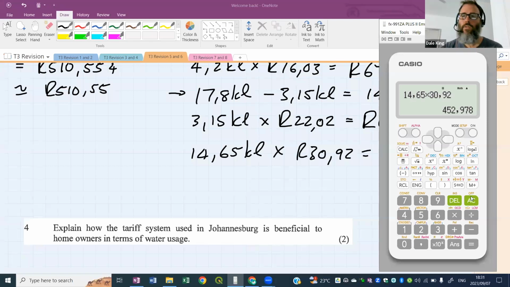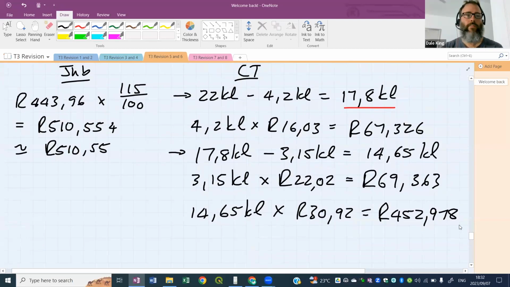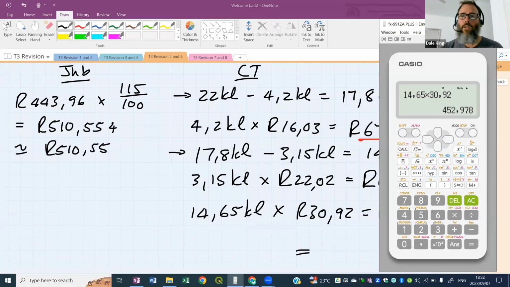452.978. 452.978. All right, Ben, what do I do now? You add all of them up. Very good. So now I've got the Rand values for each bracket. There's the one, there's the other, and there's the last one. We add them all up. Guys, I'm not going to write it down. I'm not going to say this plus that because I want to save time. I'm just going to do it on my calculator just to save time. You could do it in the exam, all right? But I'm not going to do it. I'm being lazy.